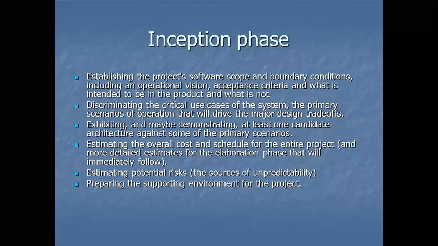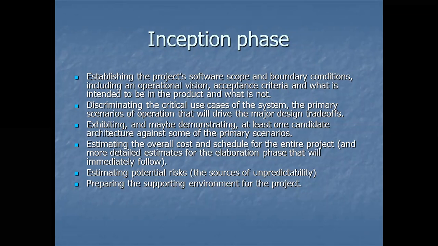In this phase, we are going to establish the project software scope and boundary conditions, including an operational vision, acceptance criteria, and what is intended to be in the product and what is not. In short, we are going to gather the requirements, decide the scope and objectives of that software, and limit the boundary conditions. We are going to set some limitations on that software: what the software should do and what it should not. These are the boundary conditions we set in the inception phase.